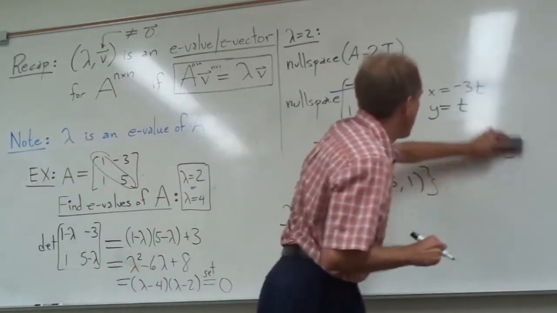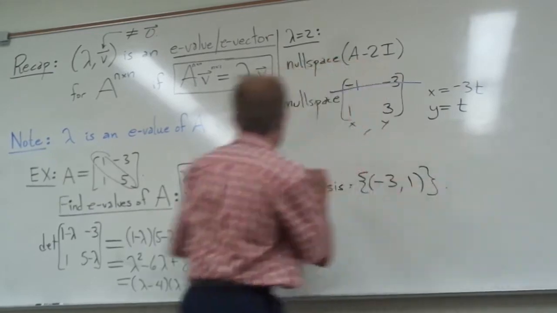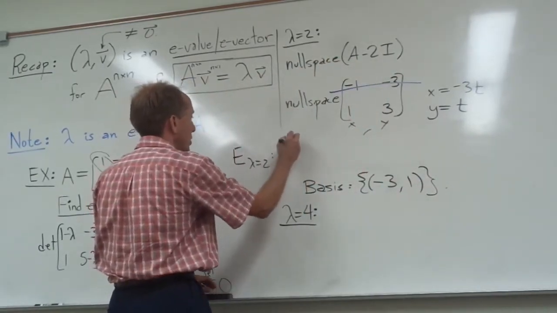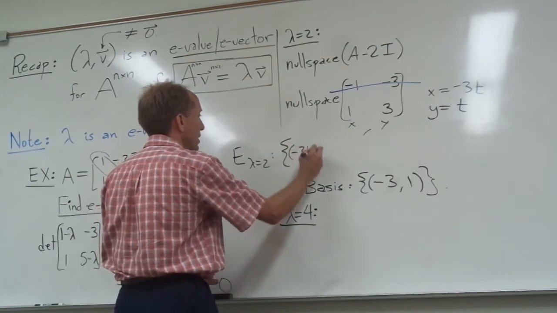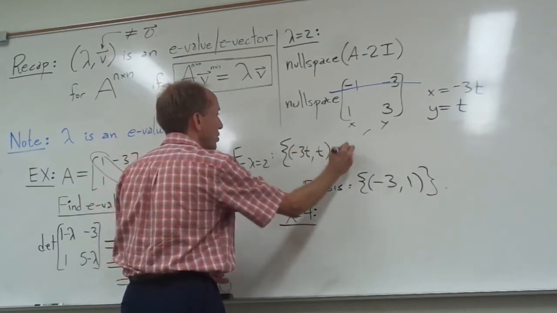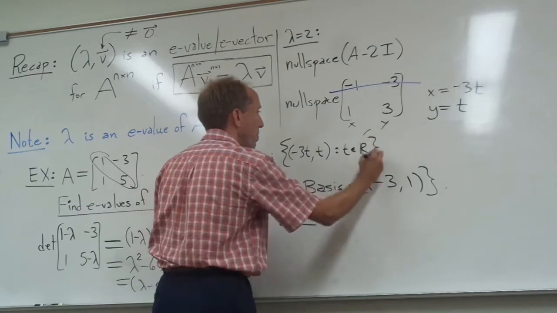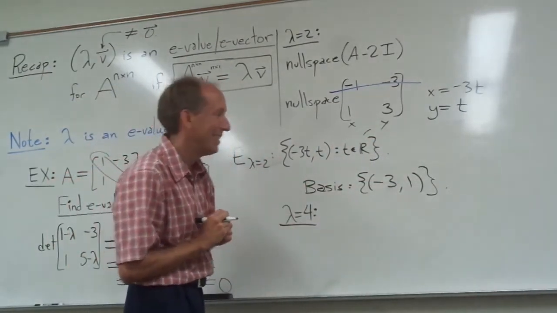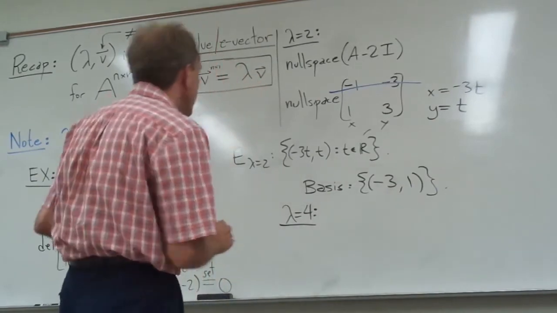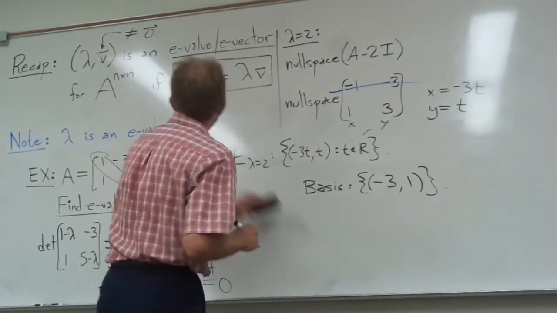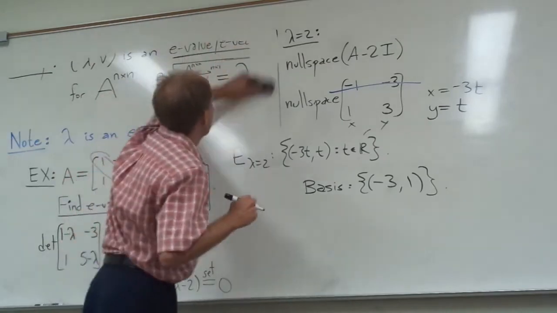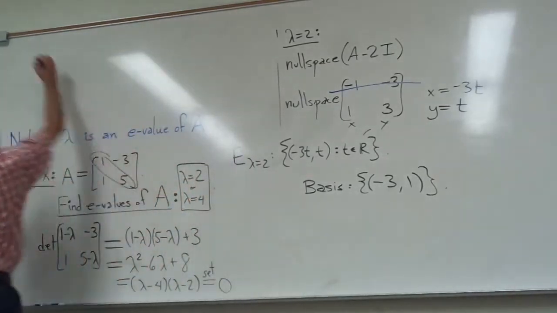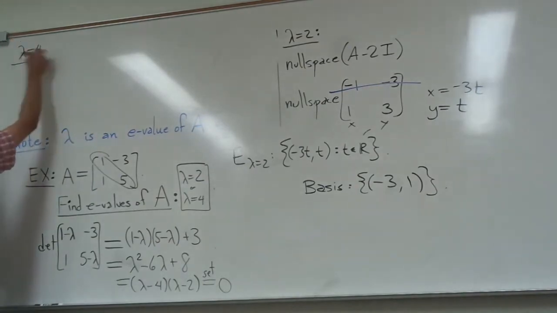So let me just recopy this again so that everybody can see this really clearly. So E sub lambda equals 2 was just the set of negative 3t and t such that t is a real number. Okay. Here's the basis for it. All right. And now let's do lambda equals 4. Maybe I'll come back up here to do lambda equals 4.